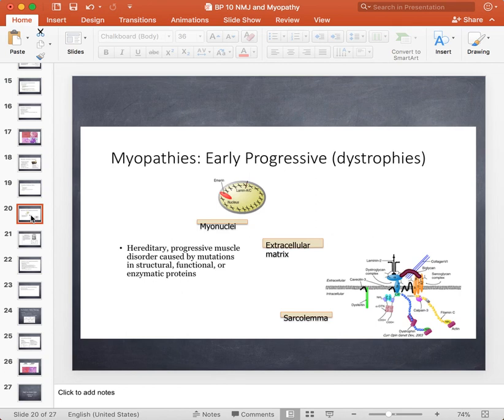So getting to some of the myopathies themselves. The first grouping is what we call the early progressive group. This is your dystrophy. These start early in life and they worsen. That's what we're referring to here by early and progressive. They're typically genetic. They're caused by mutations that alter the structural part of a protein, its function, or the enzymatic processes that it might undergo.